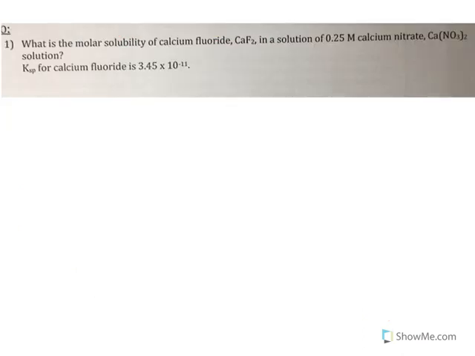Let's look at another example. What's the molar solubility of calcium fluoride in a solution of 0.25 molar calcium nitrate? So I can see I'm trying to dissolve calcium fluoride, but the solution in which I'm dissolving it already has some calcium ions in it. So again, I'm thinking common ion effect here, but let's start with an equation.